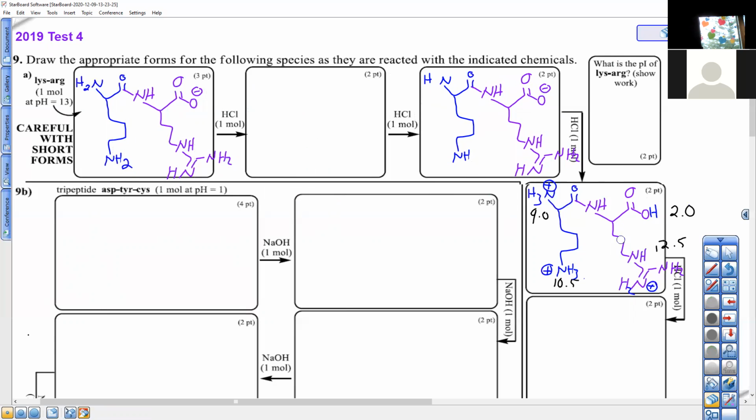That's correct now. And we need an NH3 plus here.